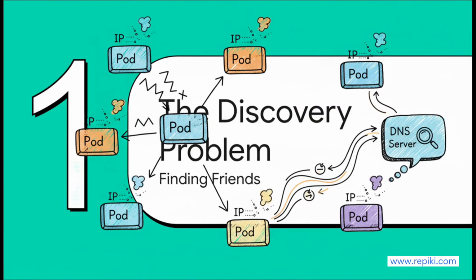Okay, so let's set the scene. In Kubernetes, pods are like fireflies. They're ephemeral, they blink in and out of existence, and every single time they're rescheduled, boom, they get a brand new IP address. So if you're old school and you hardcode an IP, your app is going to break the second that pod gets replaced. How on earth do your applications keep track of each other in this constantly shifting world?